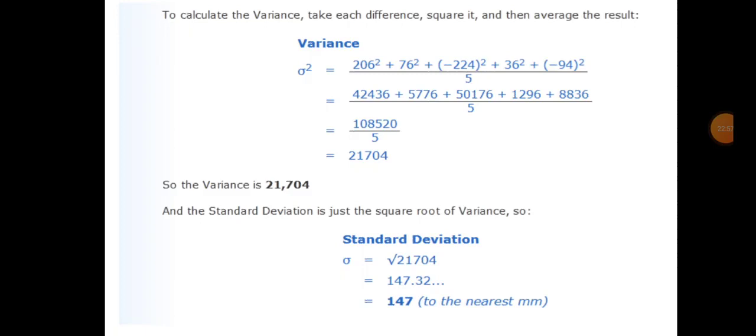So different values are here. You can see that variance is sigma squared.